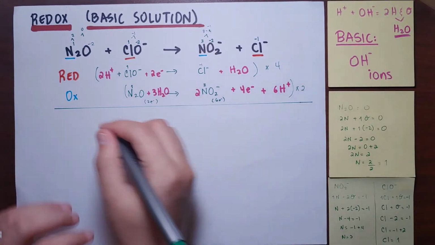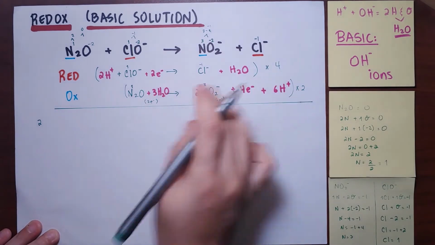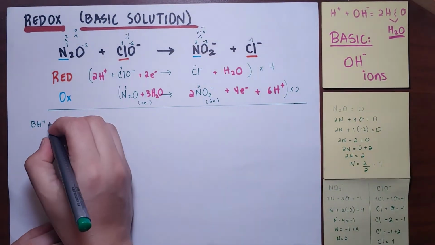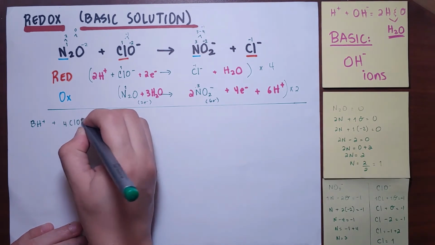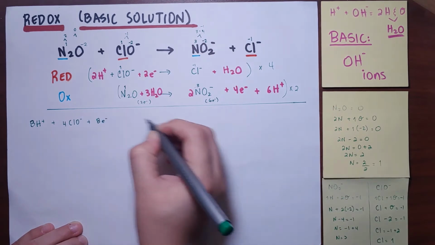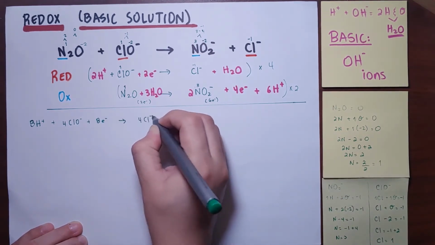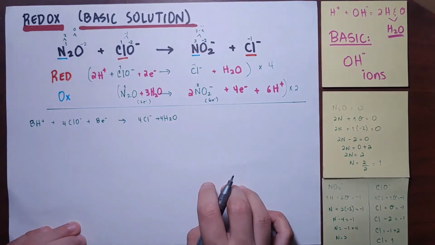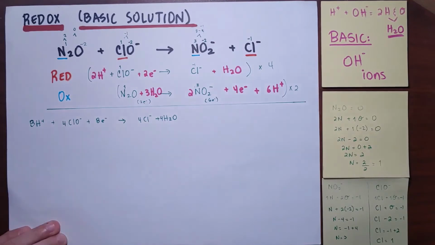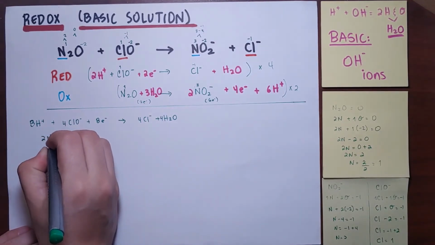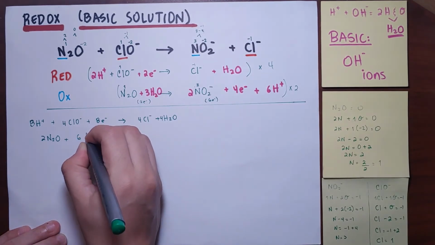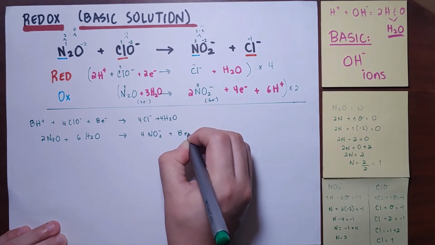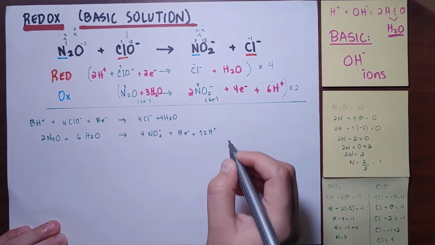So I have 2 times 4 gives me 8 H plus ions plus 4 hypochlorite ions plus 8 electrons produce 4 chloride ions plus 4 waters, N2O plus 6 waters produce 4NO2 minus plus 8 electrons plus 12H plus ions.